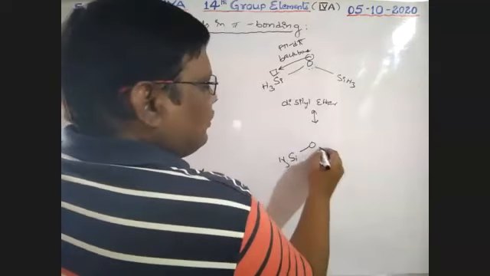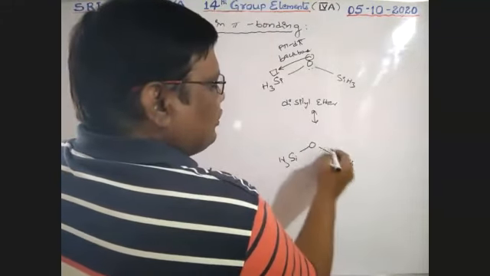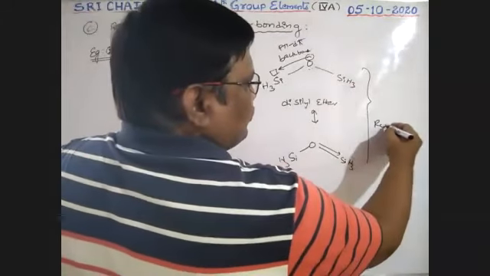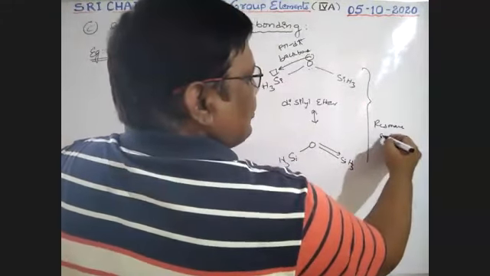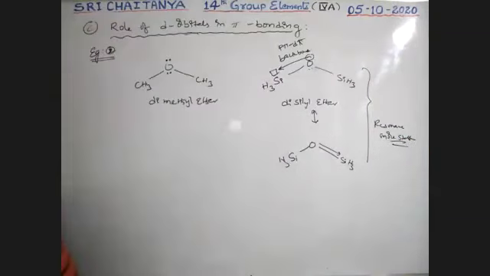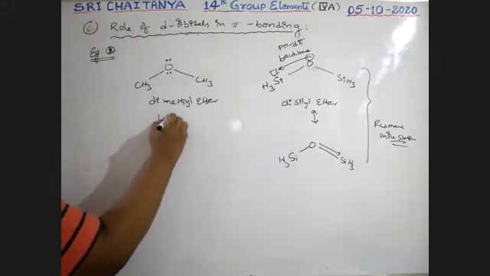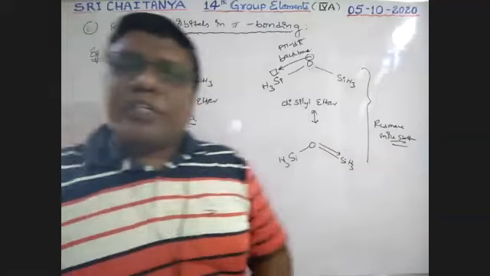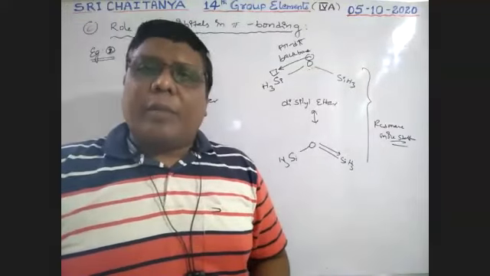Here back bonding is possible. So because of resonance, more stability. Because of resonance, it is more stable. Here, less stability. It is also due to p pi d pi bond formation. So d orbitals are involved in pi bond formation.